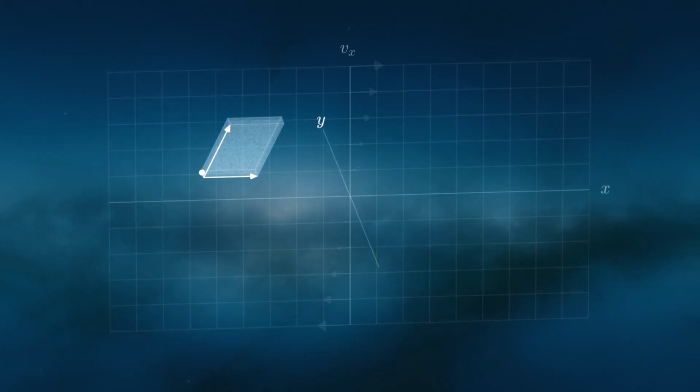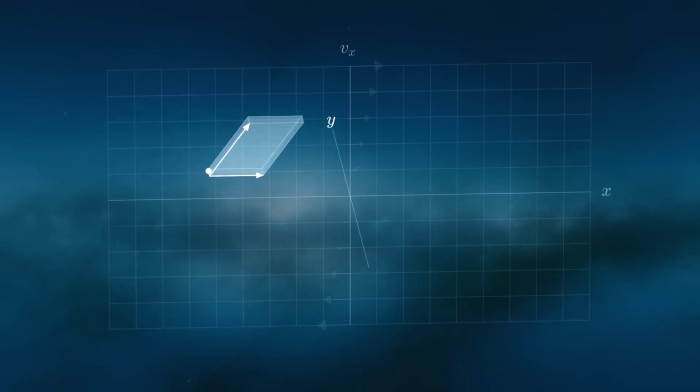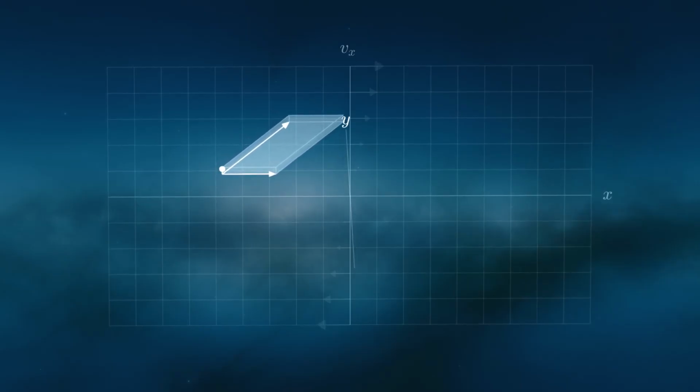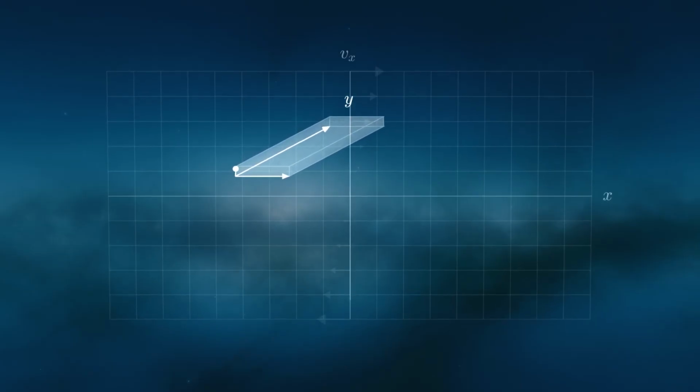And again, as time goes on, the 4D volume of this patch stays constant, because it only performs the same shearing motion, no stretching or compression. If you look at the positions alone, it might seem as if the patch is expanding, but in phase space we know its total volume is preserved.